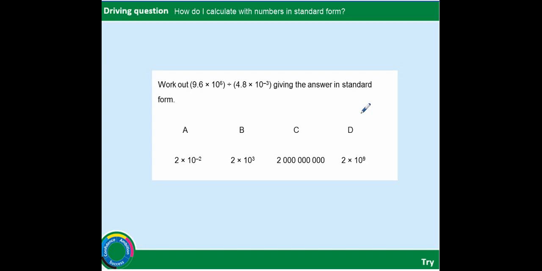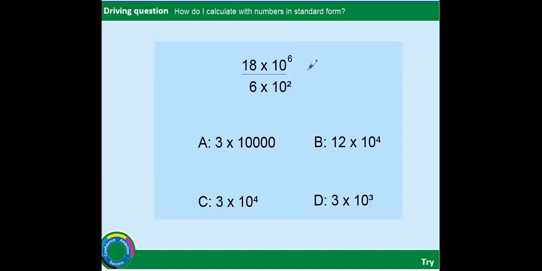Okay, well, 9.6 divided by 4.8 is 2. And 10 to the power of 6 divided by 10 to the power of negative 3, so we're subtracting here, 6 take away negative 3, is the same as 6 plus 3, which is 9. Which would give us 2 multiplied by 10 to the power of 9. Okay, this is also the correct answer, but not for this question, because it's asking for the answer in standard form.